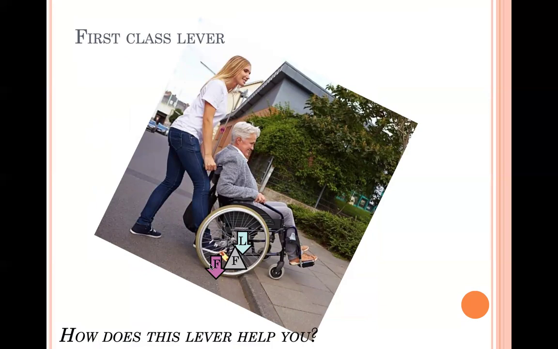So with this, it's a first class lever. So our force is going to be the caregiver's foot pushing down onto the wheelchair to get that tilt. Our fulcrum is going to be that post that we're pushing down on. And then our load is going to be the person in that wheelchair.